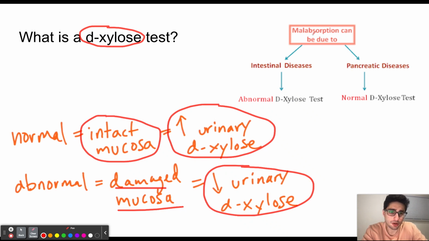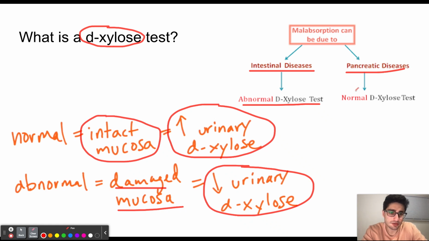Now, malabsorption can be due to intestinal diseases or pancreatic diseases, and a D-Xylose test can be helpful in determining the cause of the malabsorption, whether it is due to an intestinal disease or a pancreatic disease. So as we talked about, we would expect an abnormal D-Xylose test if someone has an intestinal disease, and the reason for this is because they would have a damaged intestinal mucosa.